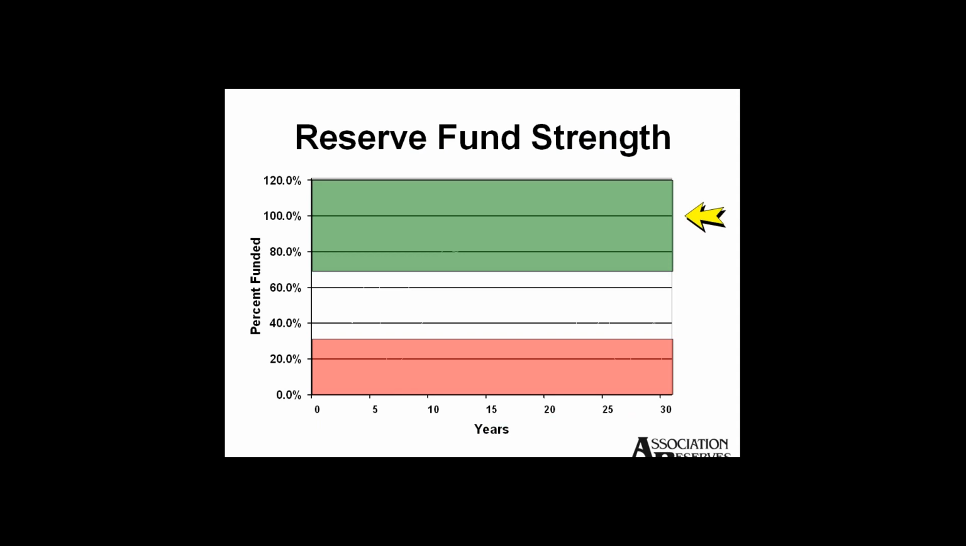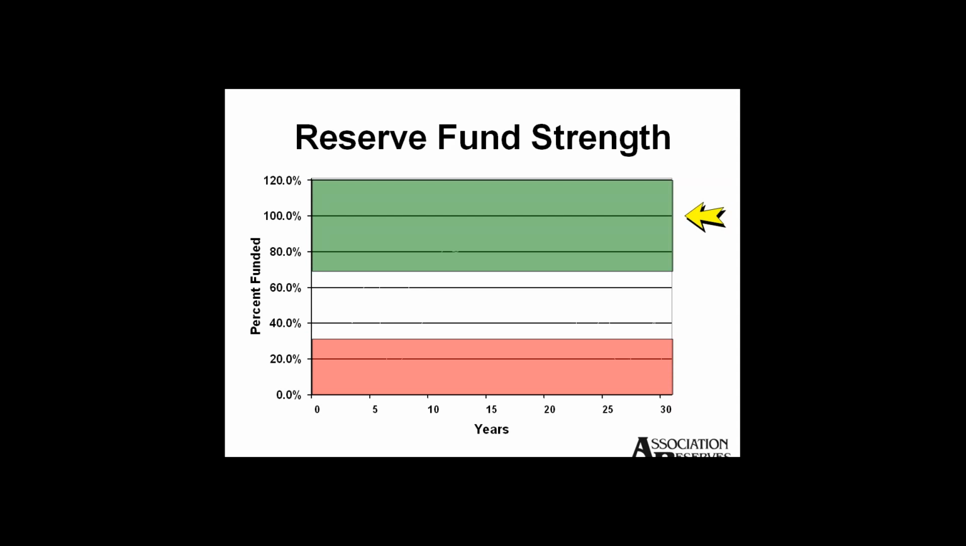Time moves from left to right, and as I've indicated earlier, a strong reserve fund is over 70% and is at the green range on the top of your screen, while a weak or severely underfunded reserve fund is in the 0 to 30% funded range and is shown in red in the bottom portion of your screen. I'm going to show where you see the yellow arrow off to the right to help you keep an eye on where the 100% funded level is, okay?